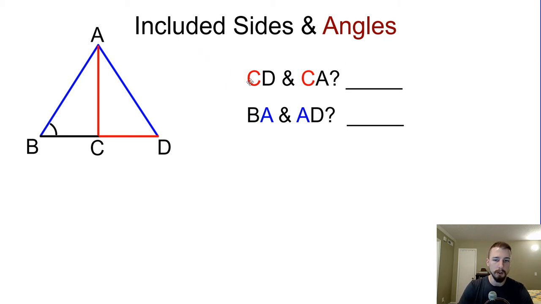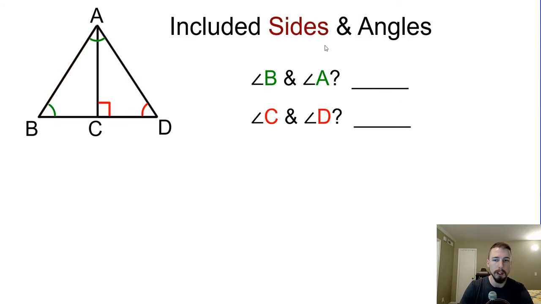So what angle is included in between the sides CD and AC, which are the 2 red lines here? Well, the angle that's included directly in between those is going to be angle C. And we can't just call it angle C because we don't know if we're talking about ACB or ACD in that case. So we want to refer to it with 3 points as angle ACD. So what angle is included between the blue sides here, BA and AD? That's going to be angle A, or better said, we're going to call it angle BAD or angle DAB. Either way will work.